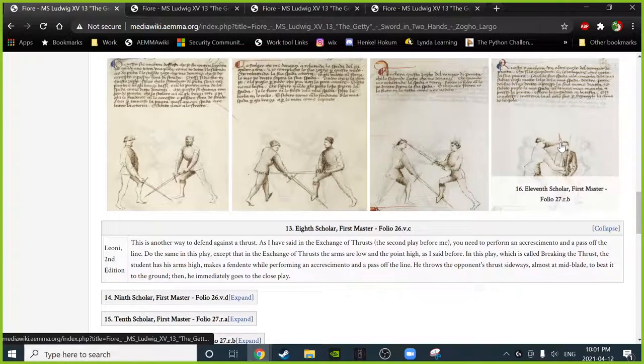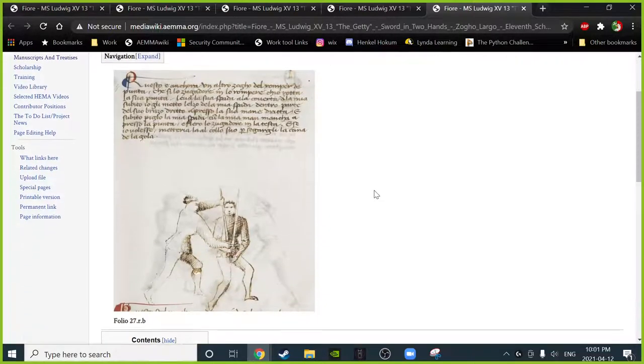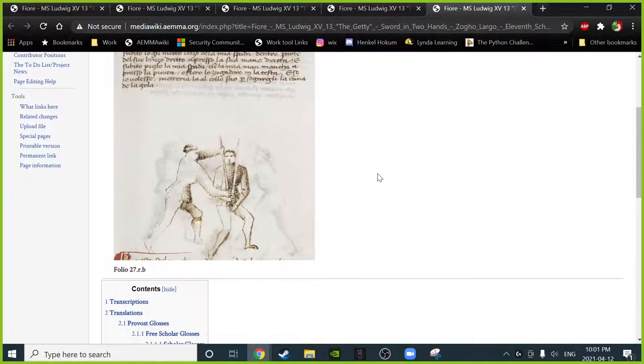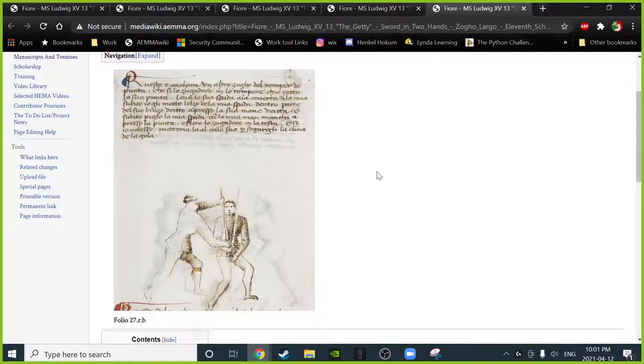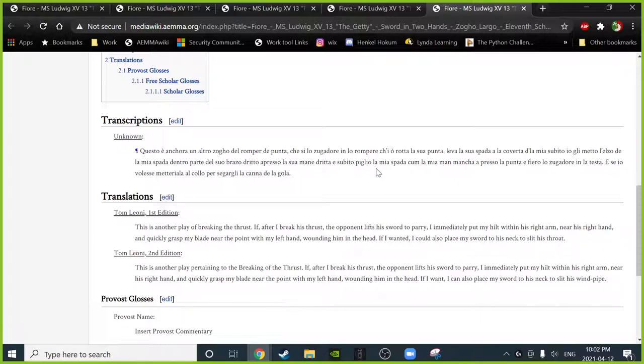Okay. Moving on to this one. This is a fun one. This is a party pleaser. Impresses all the ladies and gentlemen. Folio 27.r.b. Alex, would you like to read this one?